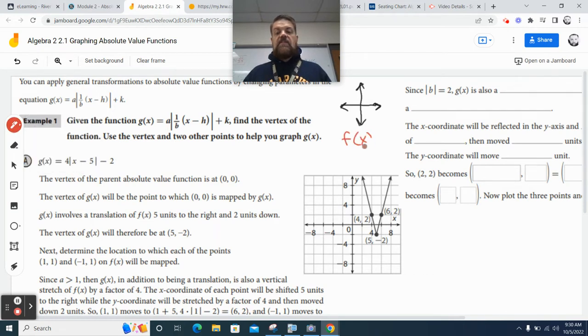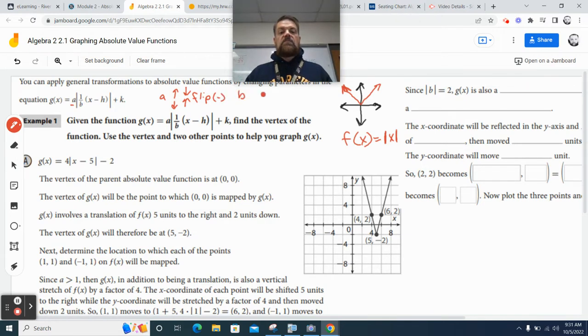So if I say f of x is equal to the absolute value of x, that looks like this. It's symmetric about the y-axis. But you can transform it, right? You can move it, just like we did all the other functions. So remember that a does what? It stretches vertically, or it compresses vertically, or it flips if it's negative.